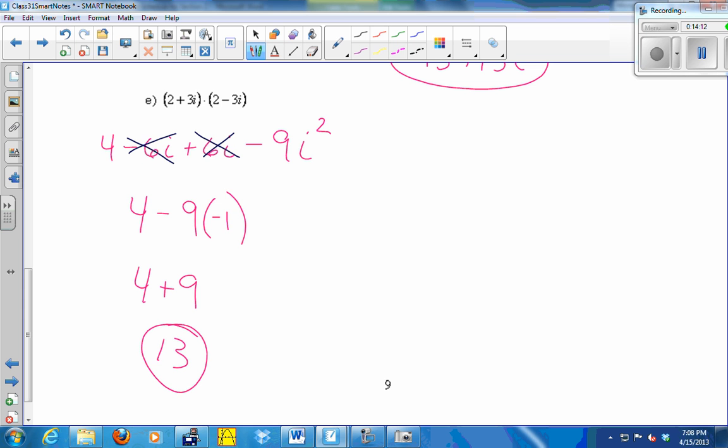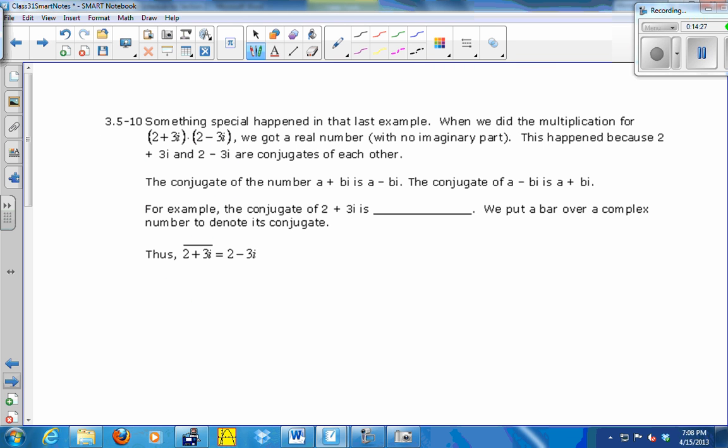So something special happened there. I multiplied 2 complex numbers with i's in them, and I came out with a strictly real number, 13, plain old 13. So we multiplied 2 complex numbers and we got a real number, no imaginary part. That happened because 2 plus 3i and 2 minus 3i are what we call conjugates of each other.